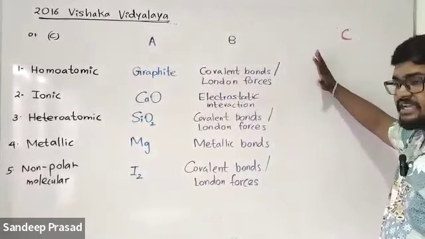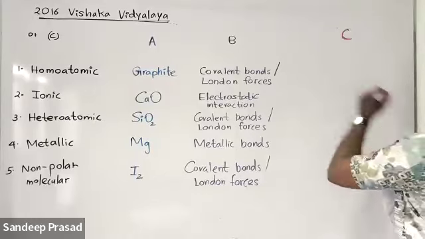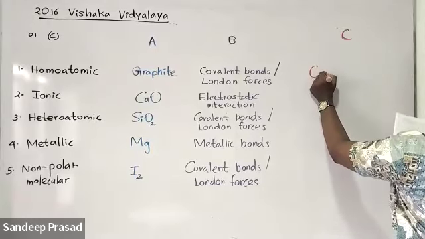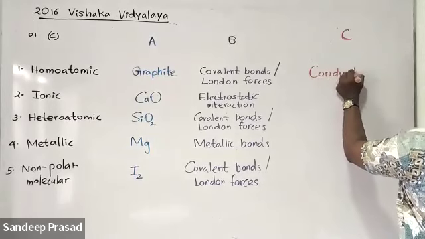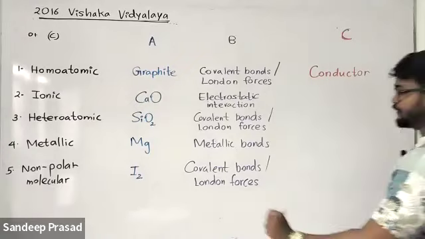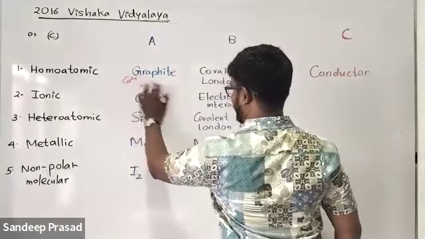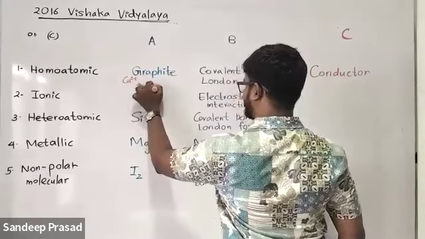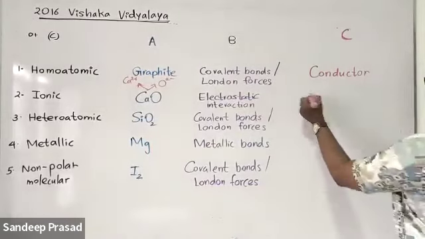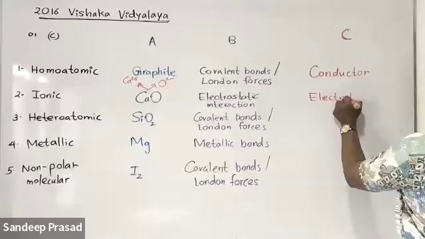So graphite is actually a conductor. The reason is that graphite can pass electric current, so we can write here conductor. What about calcium oxide? As I mentioned, calcium oxide is made of Ca2 plus cation and O2 minus anion. So ions are there. Since it is ionic, we can consider this one as electrolyte.